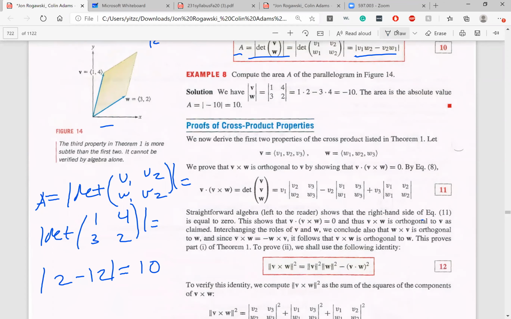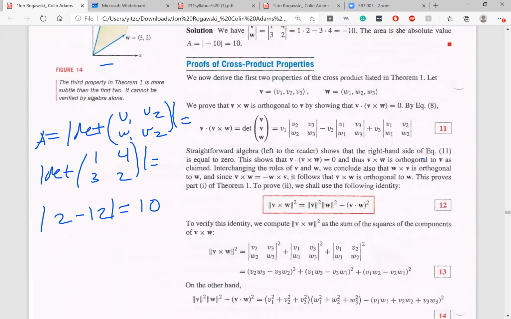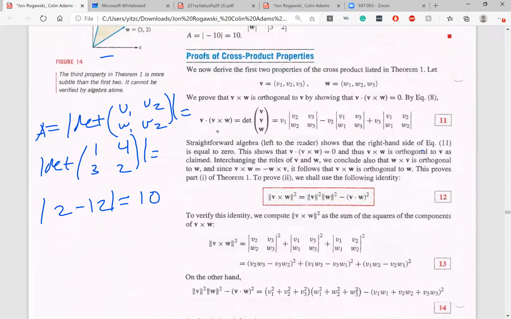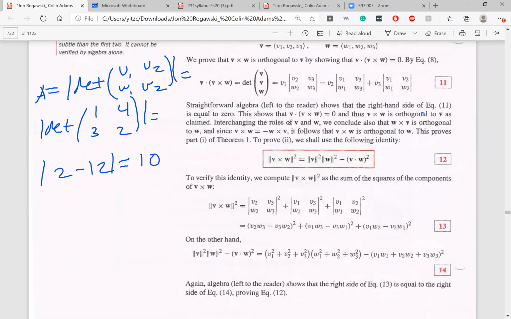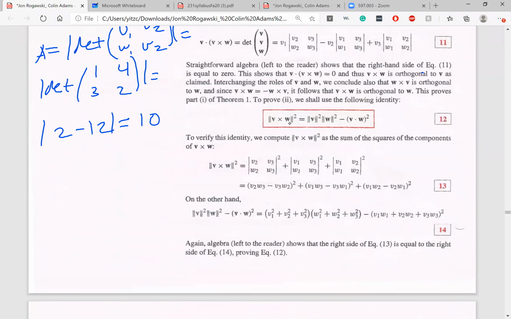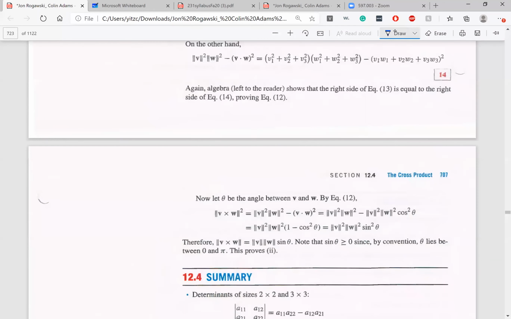Okay, so the next part over here, they prove what we proved about the triple cross product, and then they prove this relationship that the magnitude of V cross W is equal to the magnitude of V times the magnitude of W times sine of theta. I'm not going to go over the proof.